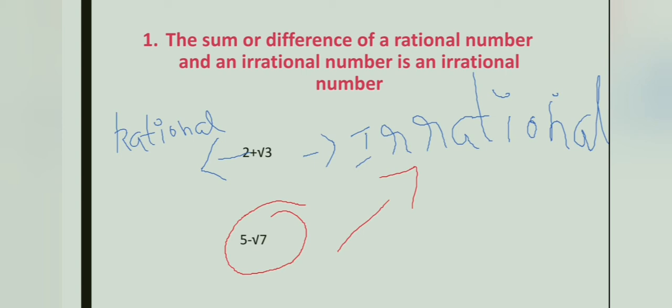In the same way, see the second example, 5 minus root 7. 5 is a rational number, root 7 is an irrational number. When you are doing the subtraction, your answer is again an irrational number. That is the first point which you have to remember. Whether you are adding or subtracting a rational and an irrational number, you are going to get an irrational number as your answer. That is the first point.